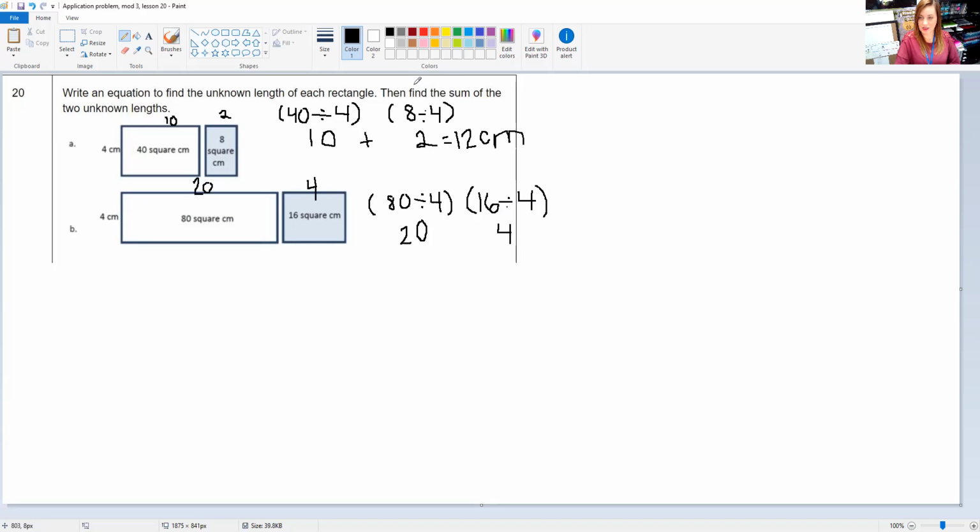And then I'm going to go back to the question, which said, find the sum of the two unknown lengths. So I'm just going to add those lengths together. And I get 24, and I see that it's centimeters.